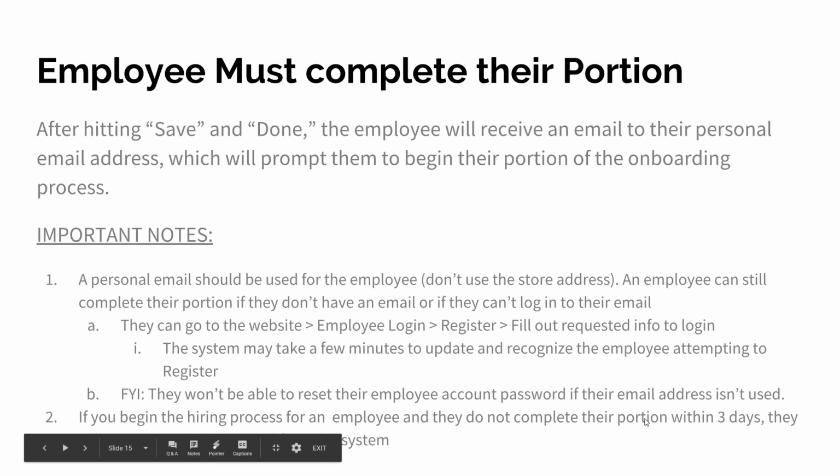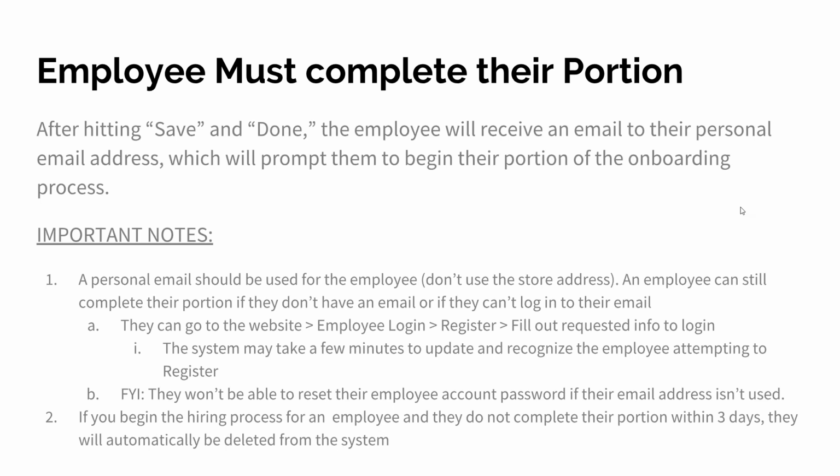So after hitting save and done, like Lauren was just saying on the next portion, it's going to send an email to the employee's personal email, and that will prompt them to begin their portion of the onboarding process. Lauren already mentioned, but we do not want to use the store email address, where there's a second option on how they can log in. So we need to use a personal email address for them.